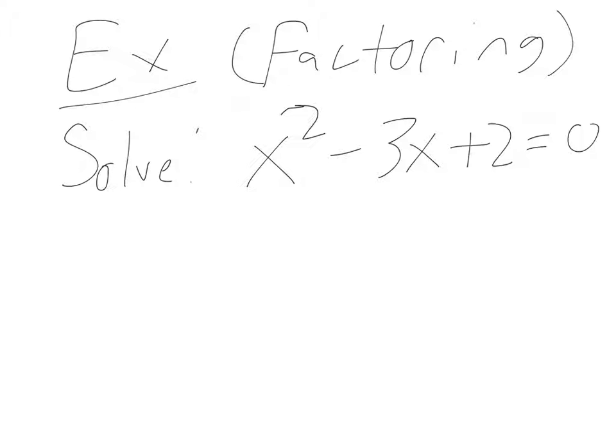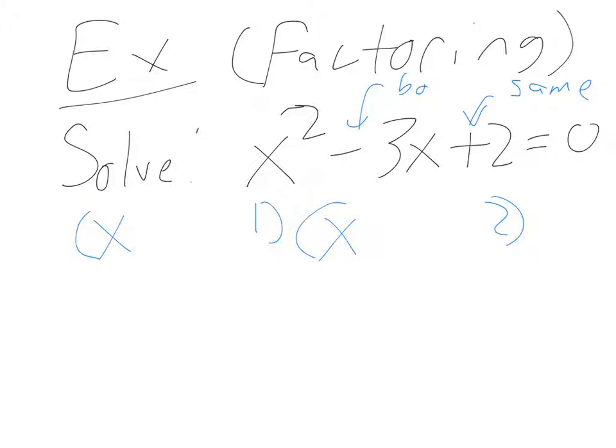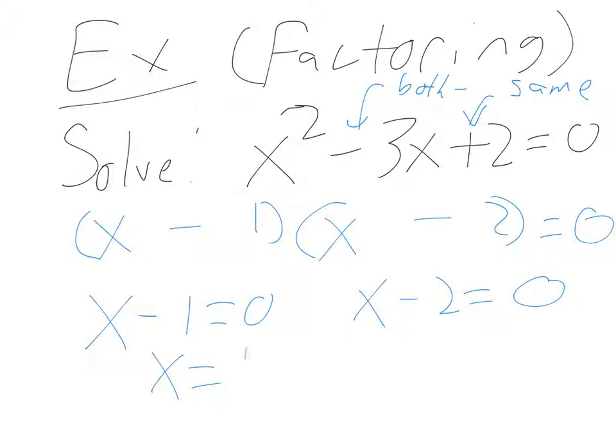You have to find the factors of 2 that add to give you 3. And those factors are, of course, 1 and 2. Now, since the second sign is positive, that means both factors have the same sign. Since the first sign is negative, that means they're both negative. That means if you set each of these equal to 0, x is equal to 1, or x is equal to 2.